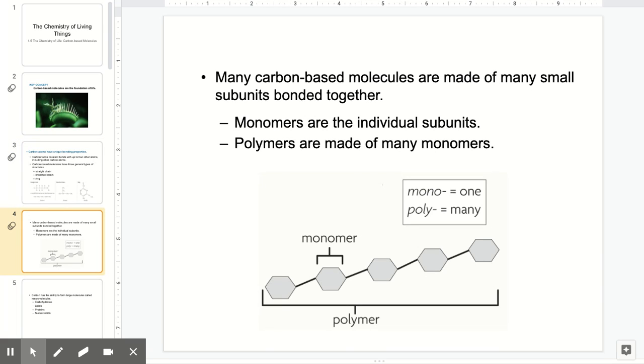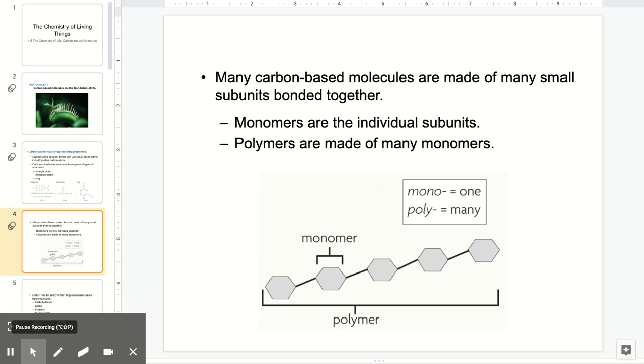So here we also have to build upon the idea that the carbon-based molecules that make up life are made of individual pieces called monomers. They're almost like beads on a necklace. So there's many beads strung together to form the entire necklace. The monomer is the individual bead. The polymer is the entire necklace. And we can refer back to our prefixes here, mono meaning one and poly meaning many.